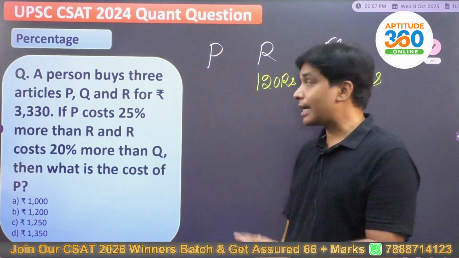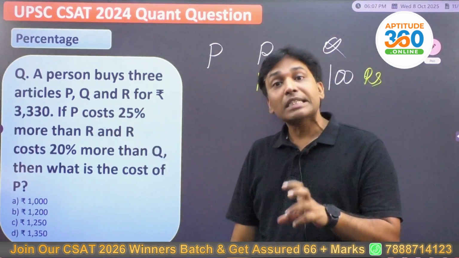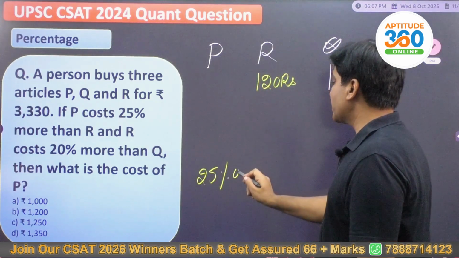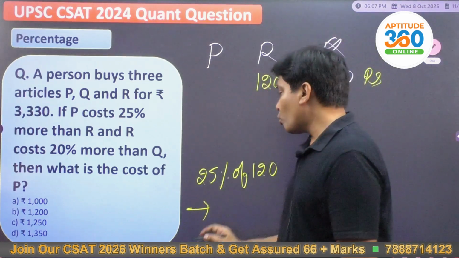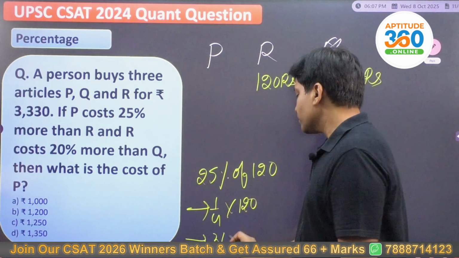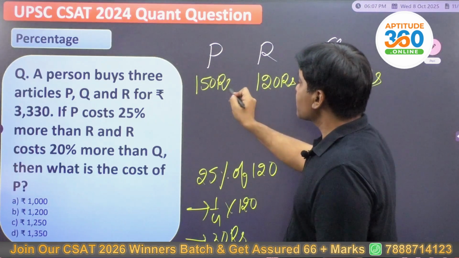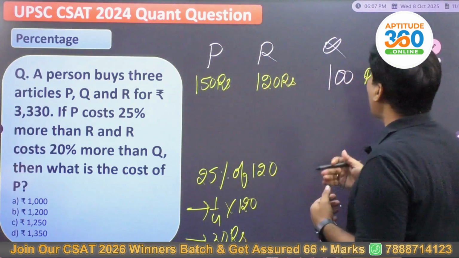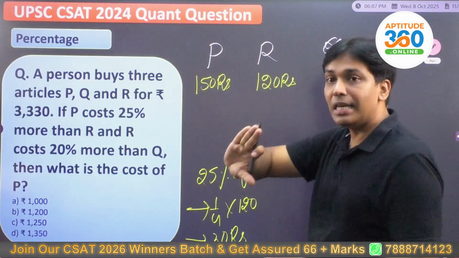Did you understand this? Now, it also tells you that P is going to cost 25% more than R. So what is 25% of 120? You don't have to pick your pen to solve this one because 25% is 1/4. 1/4 of 120 is nothing but 30 rupees. Isn't it? So 30 rupees more. So from our calculations perspective, the cost of P should be 150 rupees. So I say that if Q is 100, then R is 120 and then P is 150.